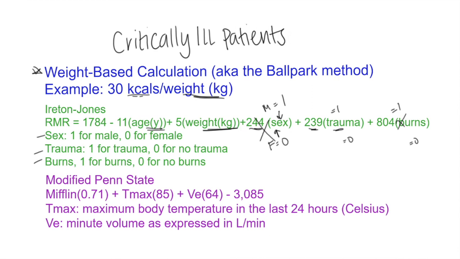So if you think about this, in a situation where you had a female patient that did not have trauma and did not have burns, that would actually result in the Ireton-Jones equation really being this consistent variable, adding in a multiplication for the age and adding in a multiplication for the weight, and that would be all that you would actually include, because then the rest of these would be 0, 0, 0.